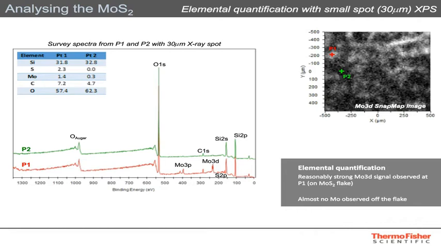The overall atomic percent of molybdenum and sulfur is low because the 2D material is so thin. XPS samples down to 10 nanometer depth, so a large amount of the XPS signal detected actually comes from the silicon wafer substrate.